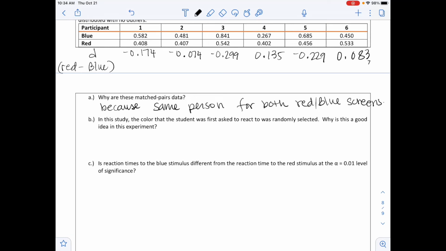So they're going to randomize this and just randomly select. So some participants will start with blue and others will start with red. And the reason why this is a good idea is to control any "learning" that might take place.